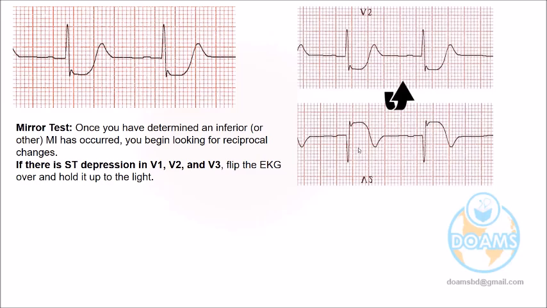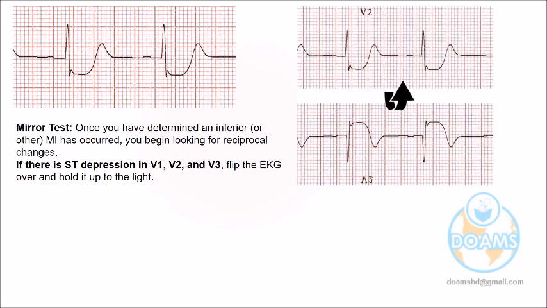This is actually representing the posterior lead ECG, though we are not using any posterior lead. By looking at V1, these features, a tall R, ST depression, T elevation, it is indirectly representing the posterior MI. This is actually nothing but the reciprocal change of the posterior MI. Clear now? Just flip the ECG, then you will understand.